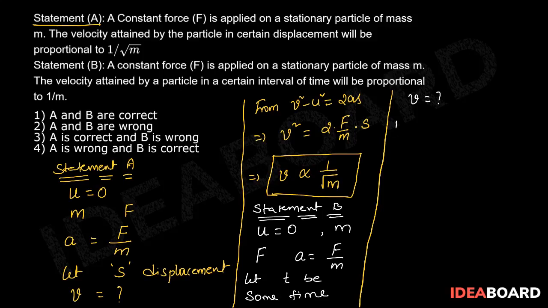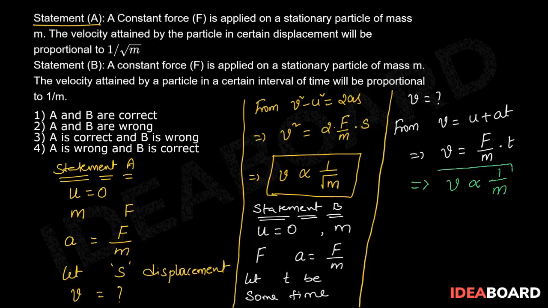So from v is equal to u plus at, v is equal to F upon m multiplied by t. From this equation we can conclude that v is proportional to 1 upon m. Therefore, from these two proportionalities, we can conclude that statement A and B are correct. Therefore, the correct option is 1.